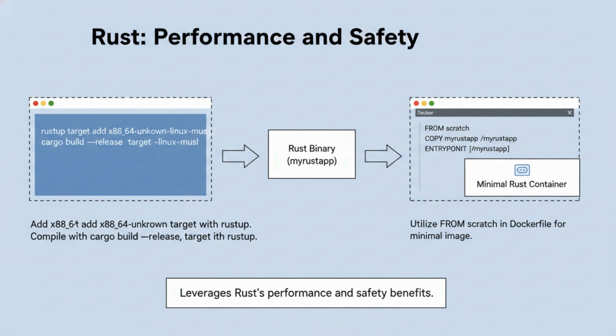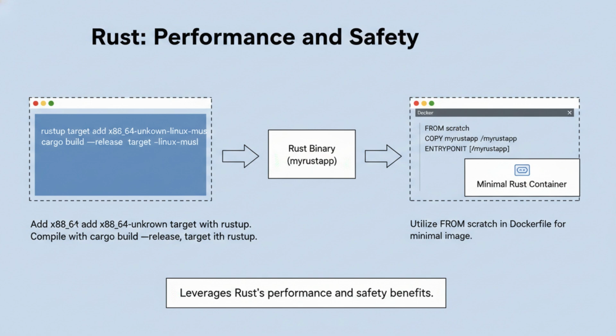The approach in Rust involves compiling against the musl C library instead of the default glibc library. Musl is a lightweight C standard library designed for static linking. To achieve this, you first need to add the x86_64-unknown-linux-musl target using rustup. Once the target is added, you can compile your Rust application using cargo build --release --target x86_64-unknown-linux-musl.